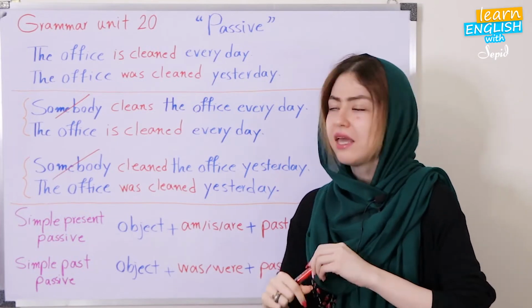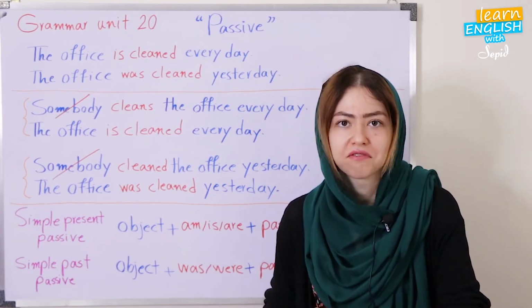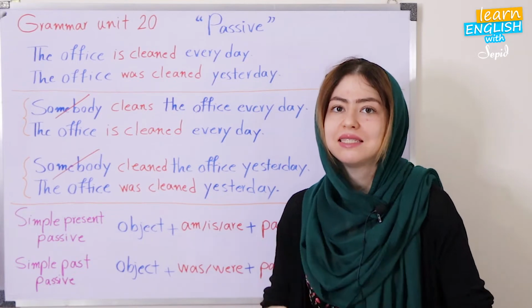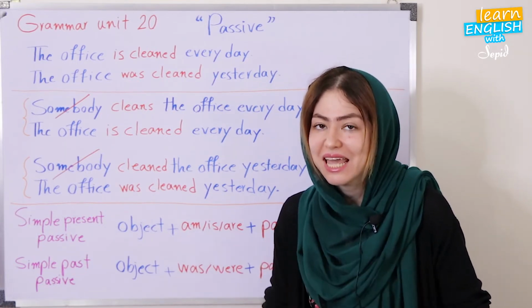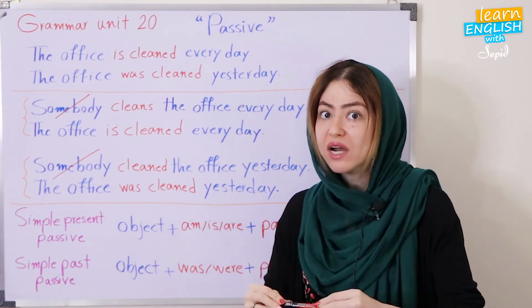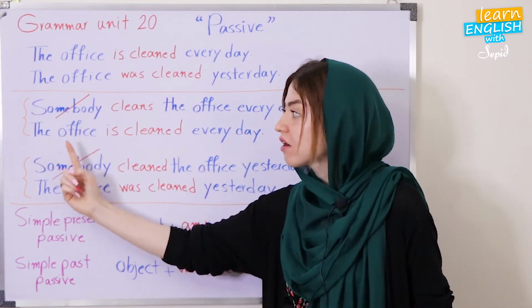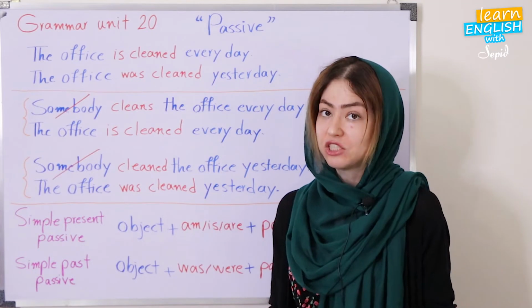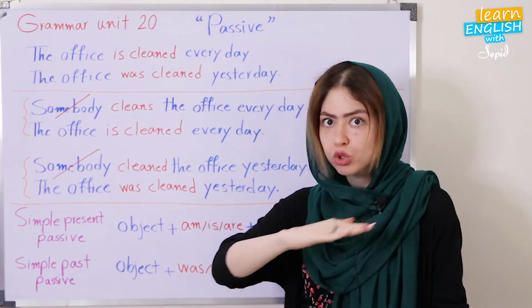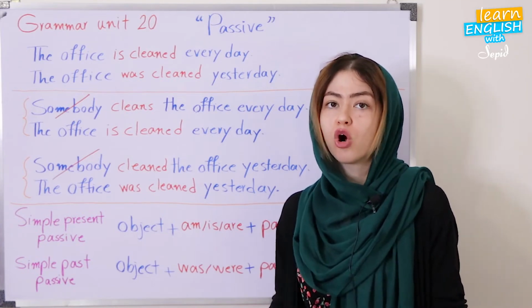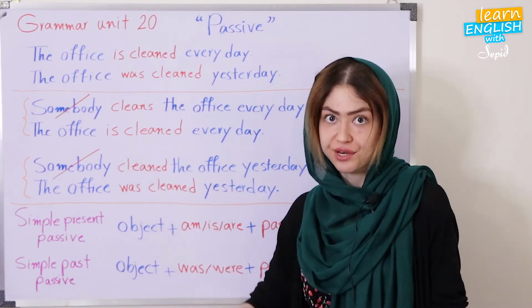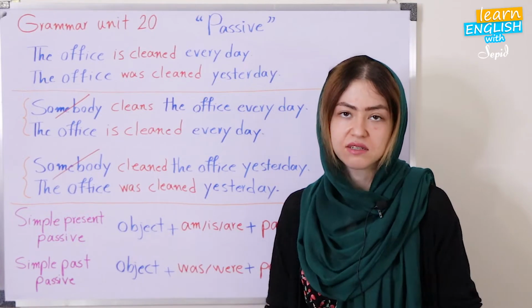So here, what is the passive? Passive is a sentence which doesn't contain the doer at the first part of the sentence. Pay attention. So there is no doer. We don't say who did the action or who does the action. So we call that passive voice.